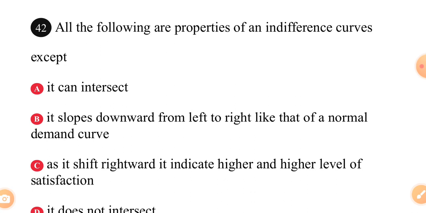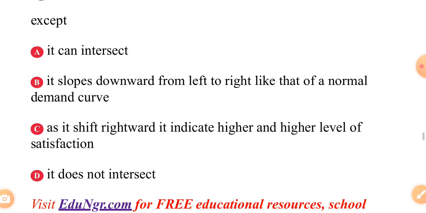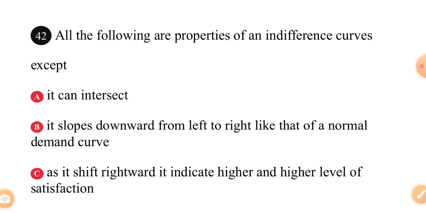All the following are properties of an indifference curve, except A. It can intersect. B. It slopes downwards from left to right like that of a normal demand curve. C. As it shifts rightward, it indicates higher and higher level of satisfaction. D. It does not intersect. All of the following are properties of indifference curves. The answer is A. It can intersect. For question 42.